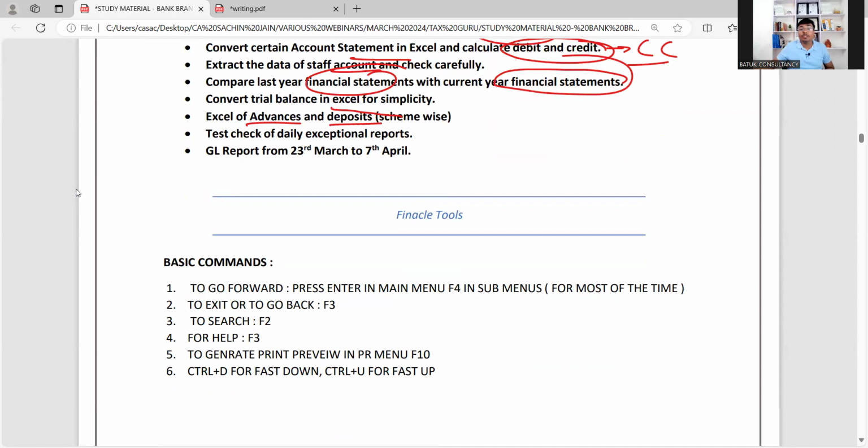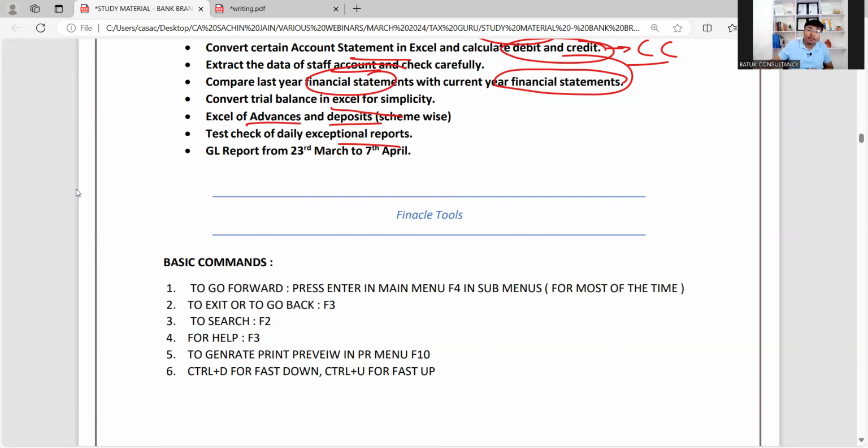Excel of advances and deposits scheme wise we need to check, through that we can easily identify the segment, and we can easily select the physical files. Test check of daily exceptional report. As we all know, there is requirement of generation of exceptional report on daily basis, so we need to demand that exceptional report and check that report on sample basis. And when we check that exceptional report on sample basis, if there are certain transactions on which we have doubt, in that case we may ask for the complete transaction entry.